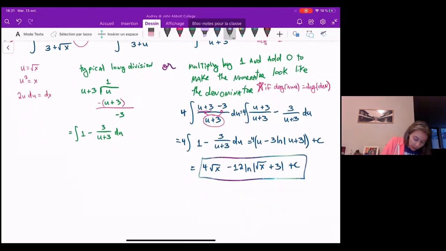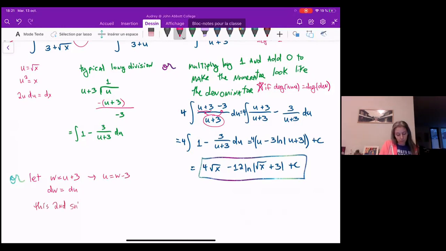So, we have this third method: let w equal u plus 3, dw equals du, and u is equal to w minus 3. This substitution, the second substitution, will also work.